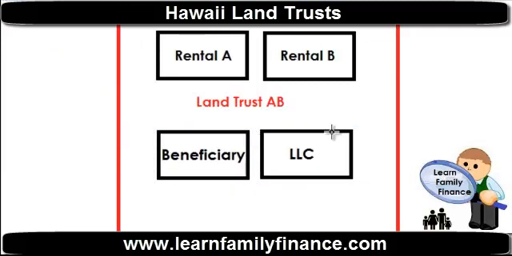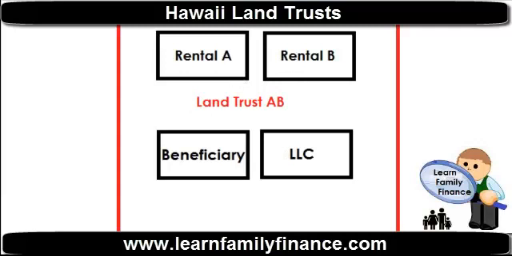So, you know, an LLC can be taxed a number of different ways, right? A sole proprietorship, it can be a partnership, it can be an S corp, it can be a C corp, and they all have different tax returns. So what you could do on rental A and rental B is name the LLC as the beneficiary of this land trust and have it cover both.